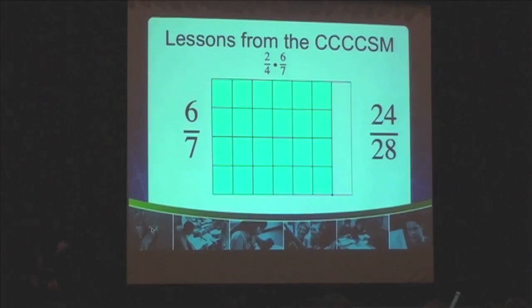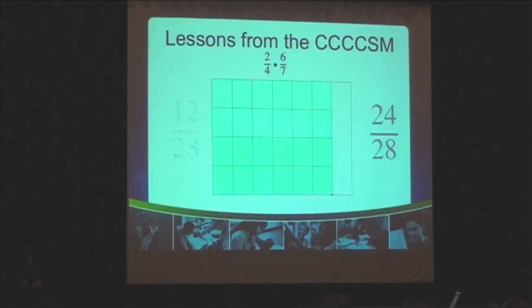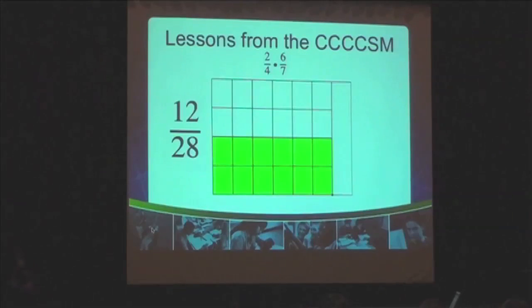So now I have 24/28. Those are equivalent fractions because it's the same part of the same whole, same area there, but I only want 2/4 of my 6 sevenths. So I'm going to take 2 of those 4 rows and shade those, and that's actually my answer, 12/28.